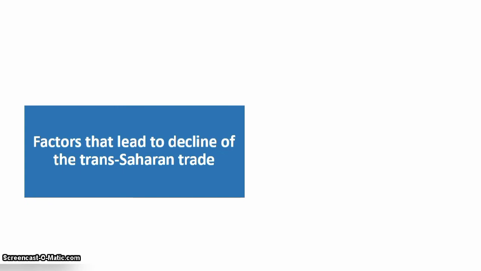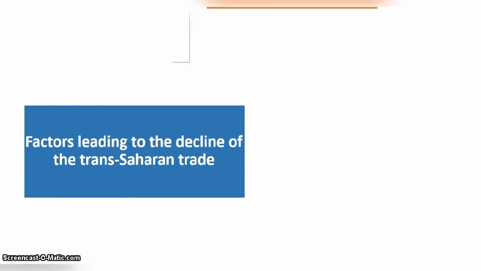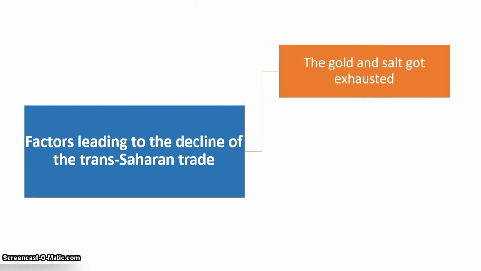Now, let's move on to look at the factors that made the whole trade to stop. So the first one is the gold and salt got exhausted. So the gold and salt got exhausted at the mining site. So people were no more interested in it. And then we have the next one.